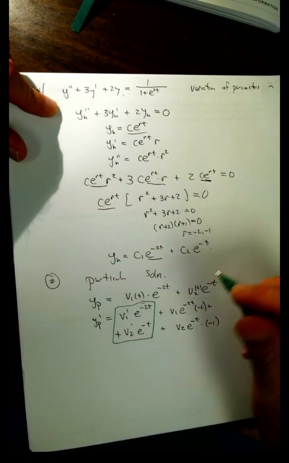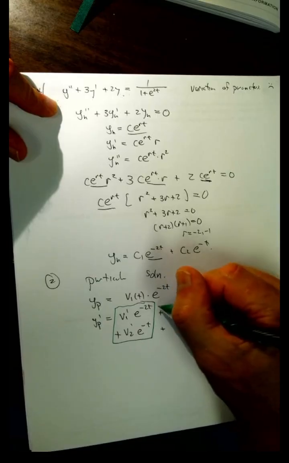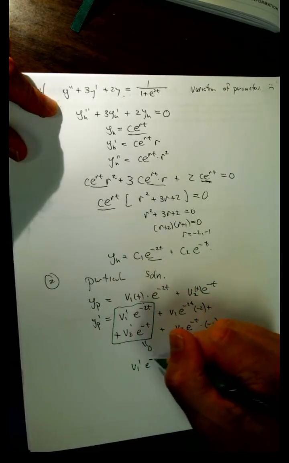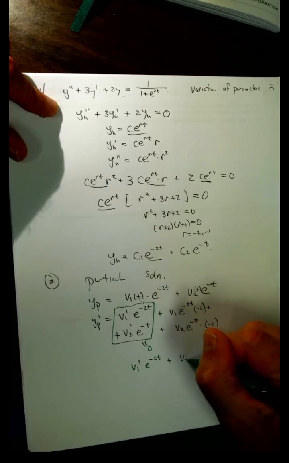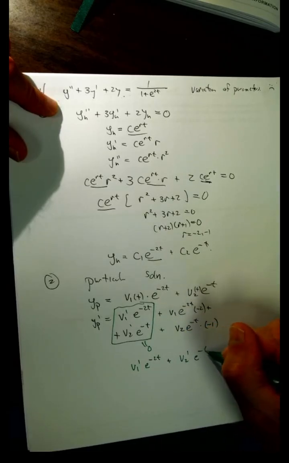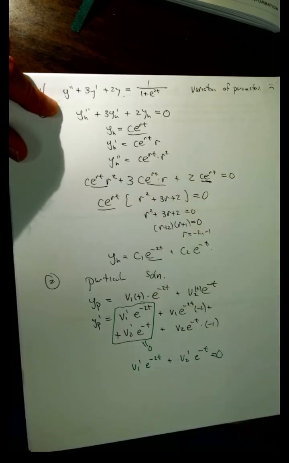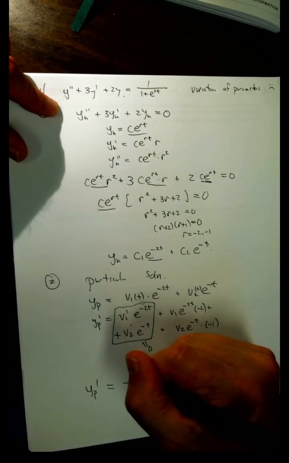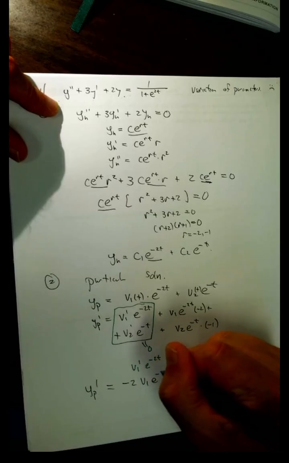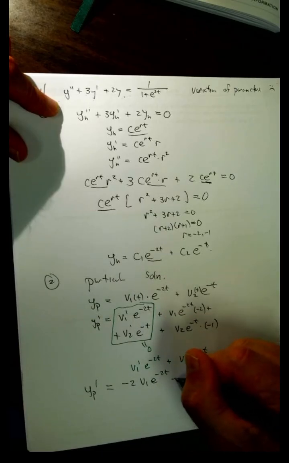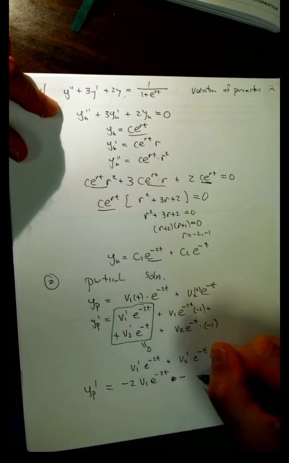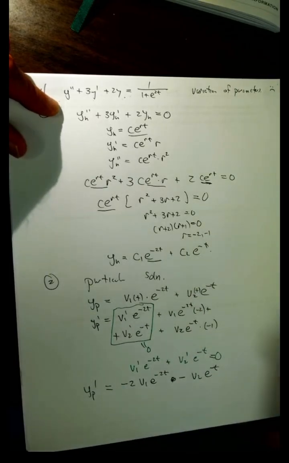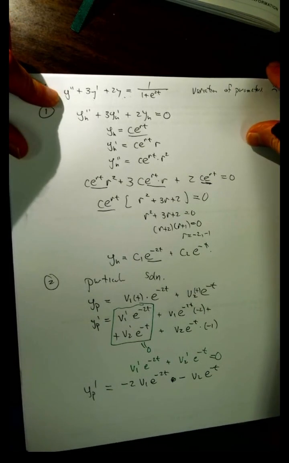Anything with a derivative of v in it, I'm just going to say adds up to 0. So I'm going to get v1 prime e to the minus 2t plus v2 prime e to the minus t is 0, which leaves me with yp prime is minus 2 v1 e to the minus 2t minus v2 e to the minus t. So now I'm going to take the second derivative of that so I can plug it in.